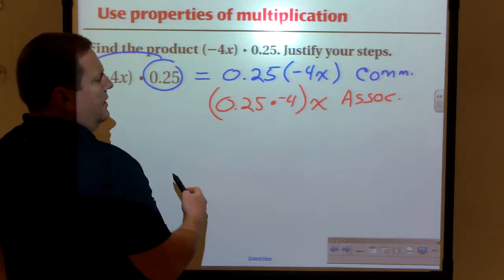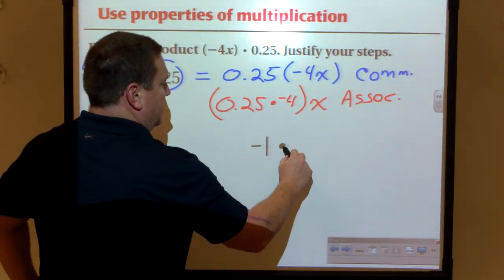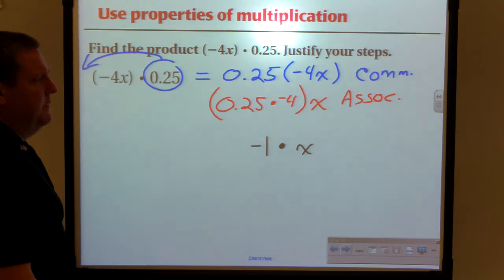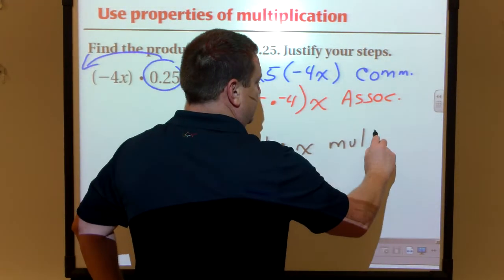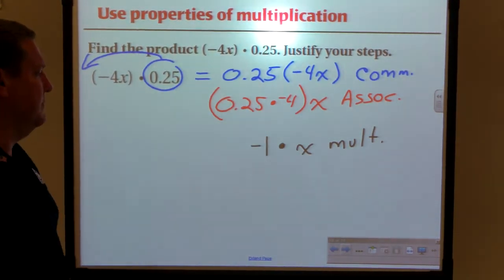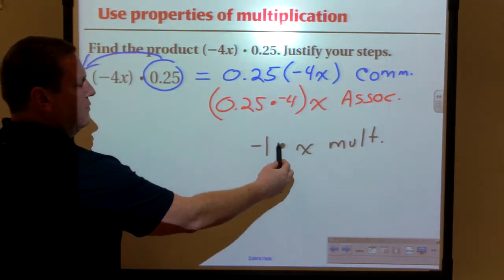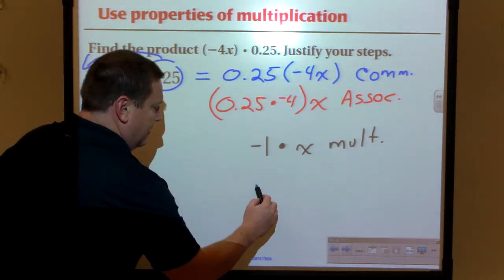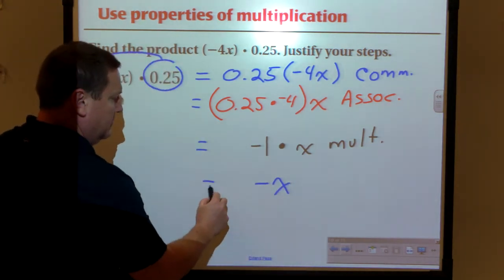0.25 times -4 will give us a -1, and I've got times x. This particular step is just simply called multiplication. Simple multiplication. From here to here, we just simply multiply those together. And now, we're going to go back to this. Here we have -1 times x, and that will give us -x. And that's what all these will equal each way down.